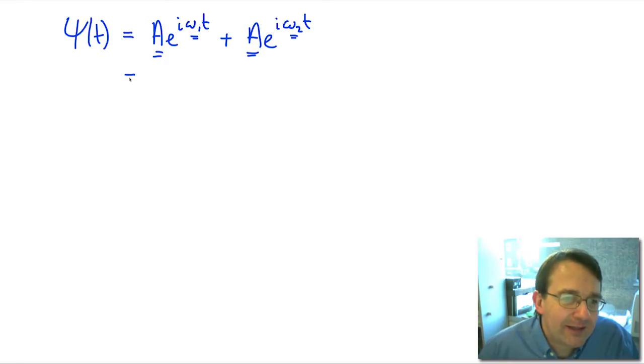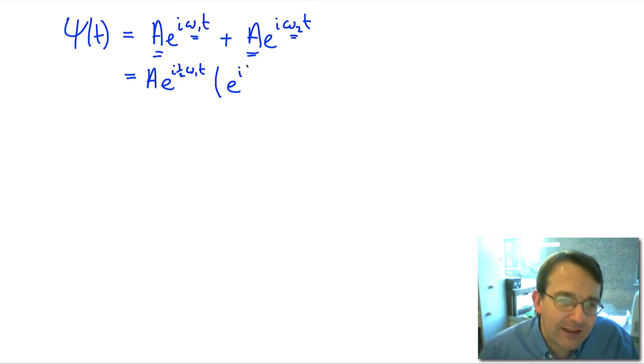So to add these together, I'm going to take out a factor which will look a little bit funny, but we'll see where we go. So I'm taking out a factor of A because we've got a common amplitude, and then e^(i·½ω₁t). So if I do that and I take it out of this, well, I'm going to be left with a factor of e^(i·½ω₁t) for this term.